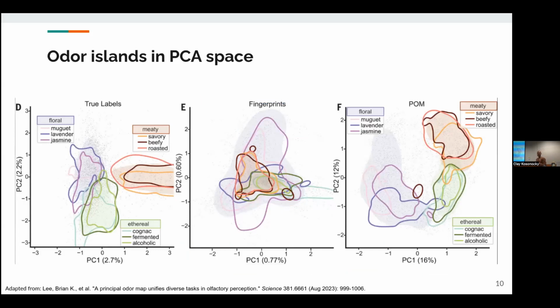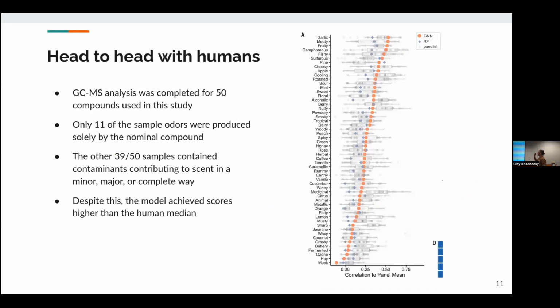Okay, so we see the separation with PCA on these features. And then I just threw up the actual result. So this is a head-to-head with humans. So all the gray, let's see, let's go through this. So x-axis is success or correlation to the panel mean, or how close the prediction was. And then the y-axis is all the different scent types that the model attempted to predict. And so the orange dot's the GNN, the neural network that they use in this case. And all the gray values are a panel of human beings who sniffed the object and made a guess at what it smells like. And so the data here sort of shows a correlation between how well the model is and how well the human is doing.